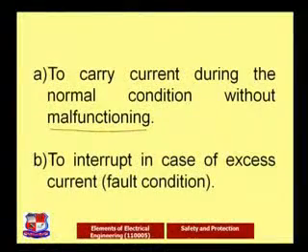So it has to take the rated current during the normal condition. But at the same time, the second important function is to interrupt in case of excess current. Now we are talking about abnormal conditions. When abnormal conditions are there, the fuse has to start its work in whatever manner. We will go into that in the next slide. So it has to open in that case, and only then is the actual protection provided.